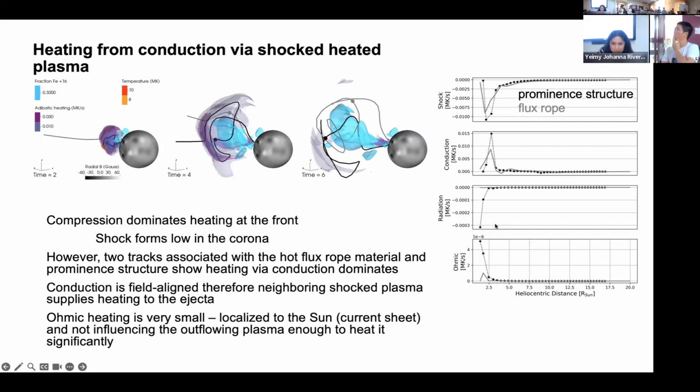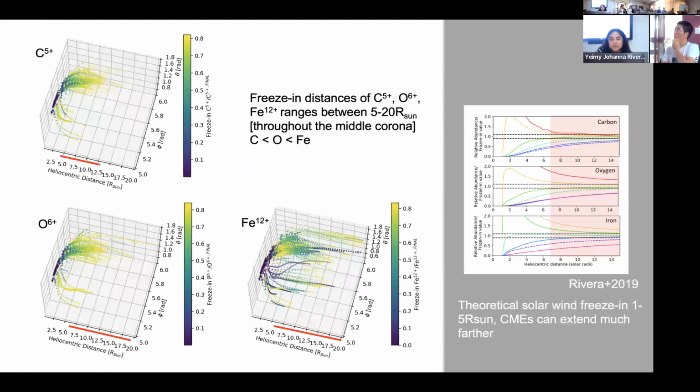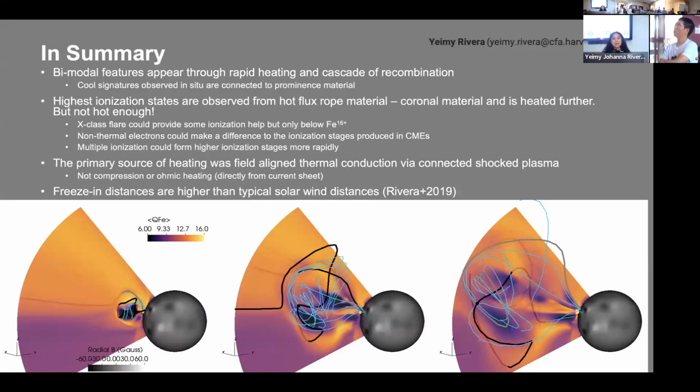Not a lot of radiative cooling and very, very little ohmic heating, which is heating directly from the current sheet. That's something we thought was actually going to be really important for the CME. It turns out that it wasn't very important and not really influencing the outgoing plasma. The ohmic heating is mainly confined to the current sheet that remains low down near the sun, so it really doesn't influence any of the charge states that are actually flowing out of the simulation. And so I'll skip that slide and jump to my summary.